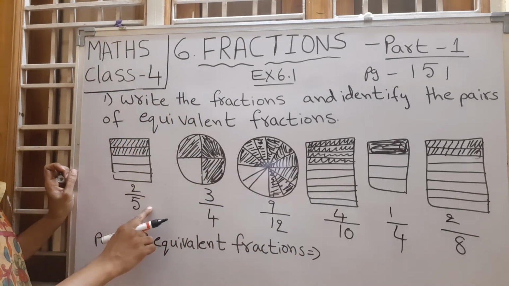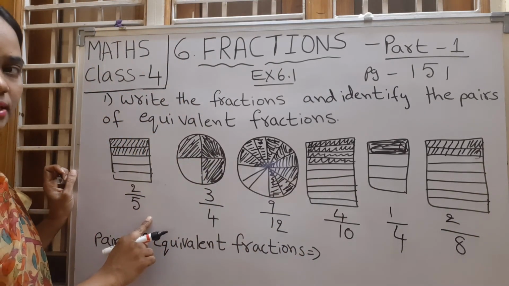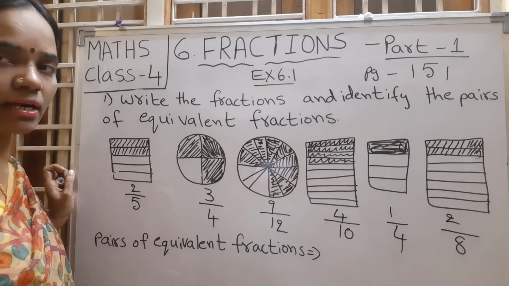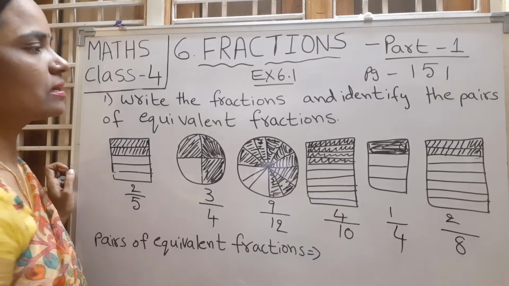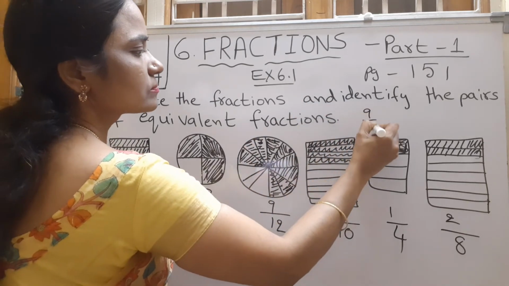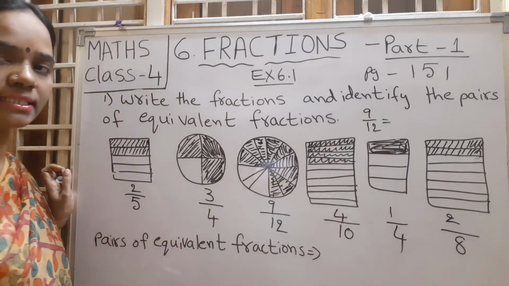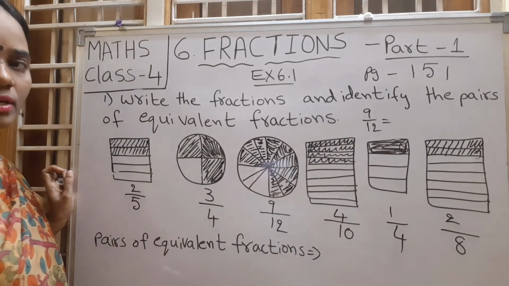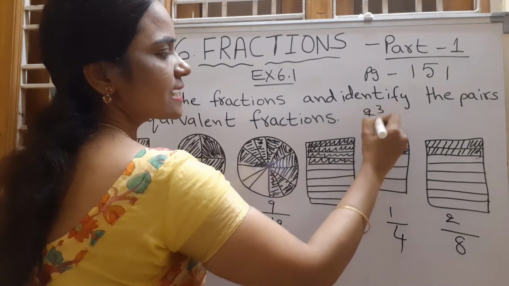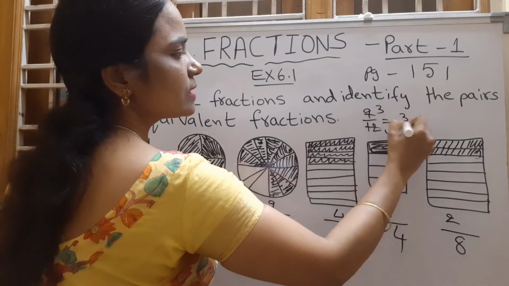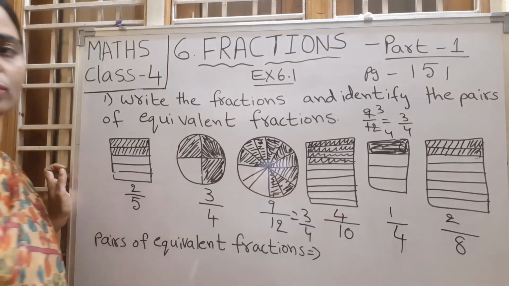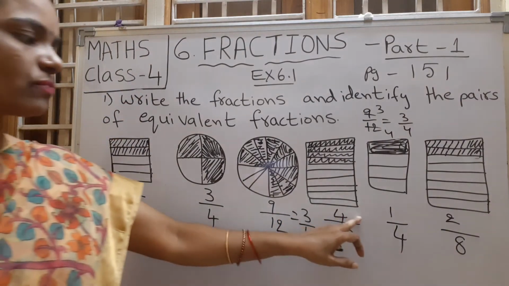Now coming to 2 by 5, we can't simplify it, it is in its final form. And 3 by 4 also we cannot simplify. 9 by 12. Now how do you write 9 by 12 children? Simplify it. In the 3 table, both the numbers we will get. 3 3s are 9, 3 4s are 12. So it is 3 by 4. So what is its value? 3 by 4. Yes.